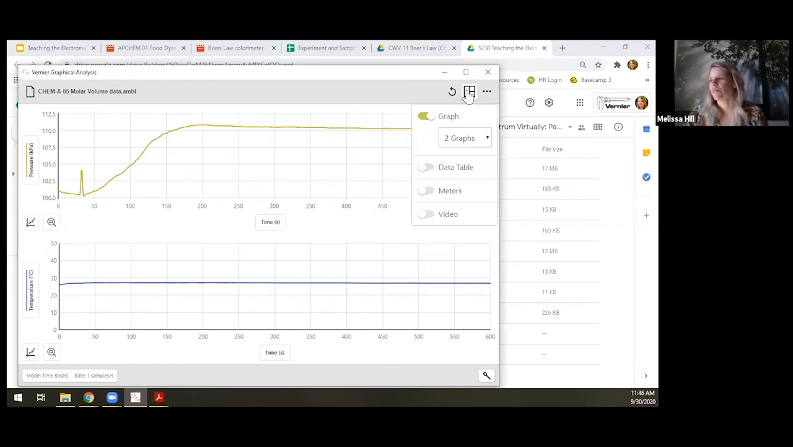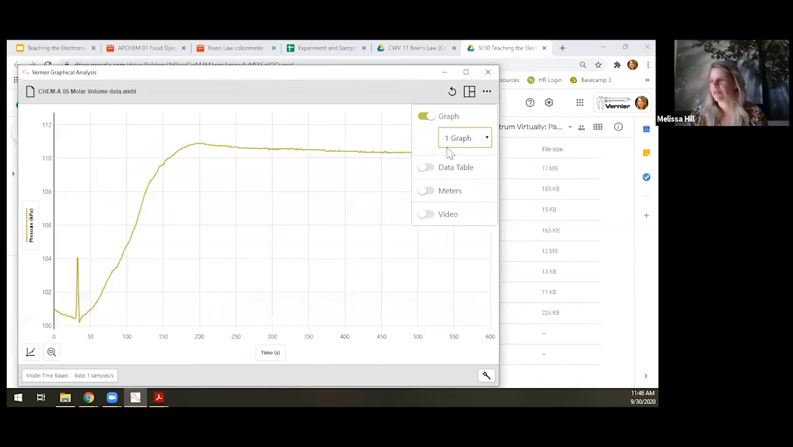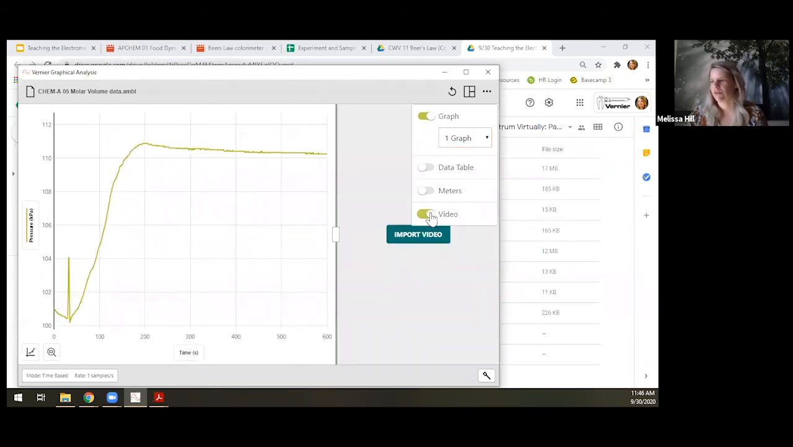First thing I'm going to do is put just one graph to make it a little bit cleaner and show my pressure sensor data. And then I'm going to open this video window. Literally the only difference right now between what you see in Graphical Analysis when you use it is that this video thing does not exist. So video and replay and all this synchronization is really the only difference.